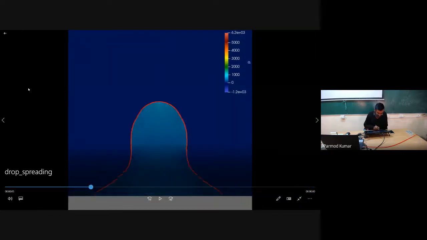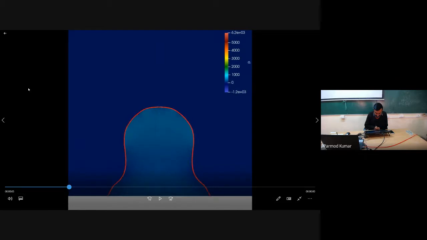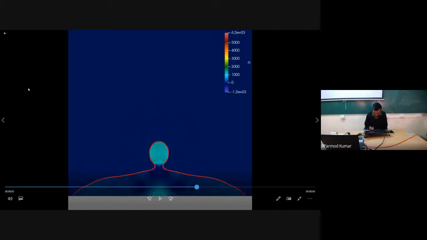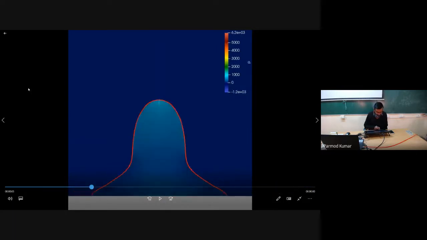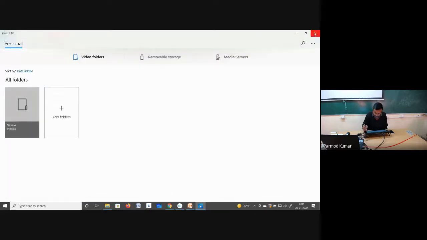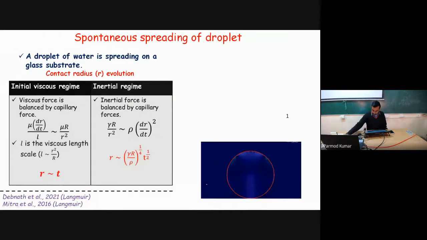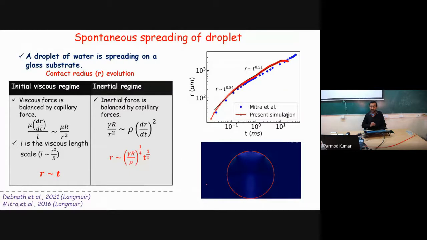So this is how the drop is spreading over the surface. So you can see initially, and then finally what is the shape. And now if we plot its r versus t, that will tell us which path this droplet has taken. So this plot shows the path of the droplet.